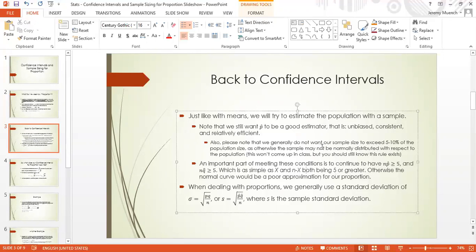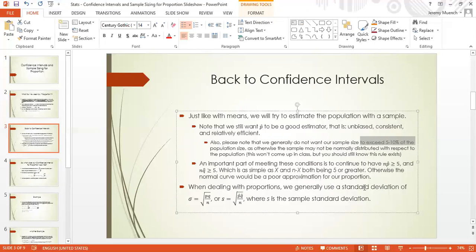So, it's pretty difficult to actually have this happen, that your sample size exceeds 5 to 10% of your population size when you're dealing with proportion. Usually you're taking a proportion of just gigantic populations. So it's very difficult for this to happen, but it's just nice to know this general rule exists. This guideline is a better way to put it. This guideline exists.